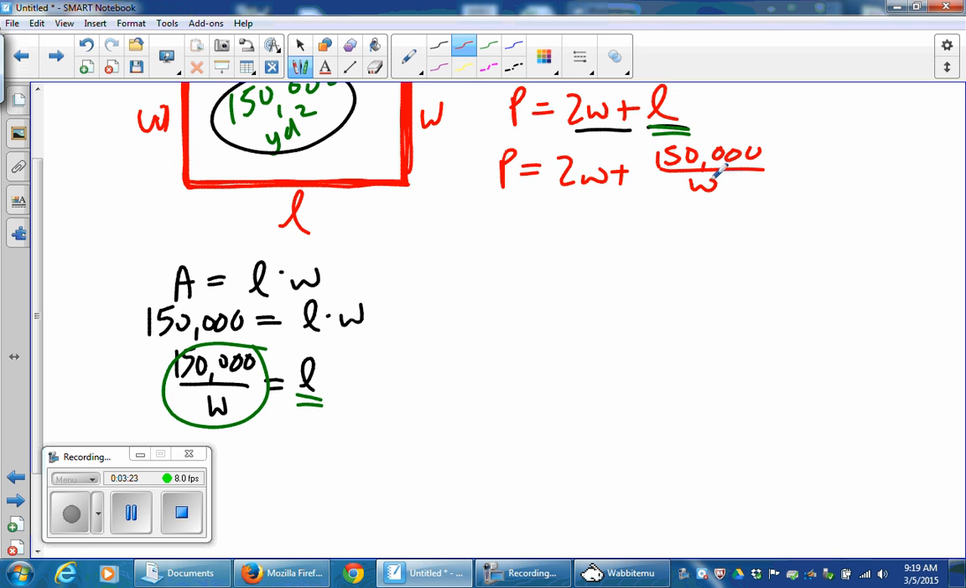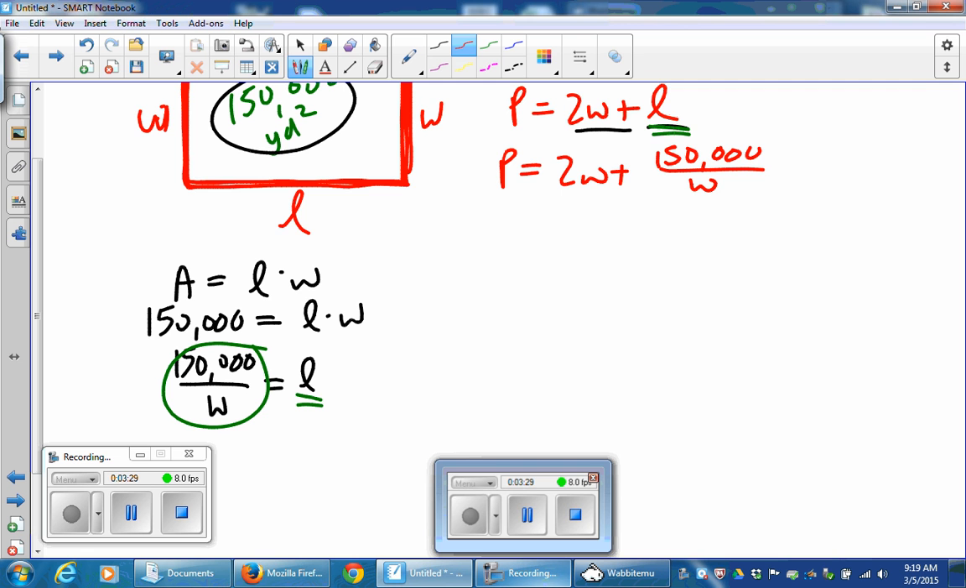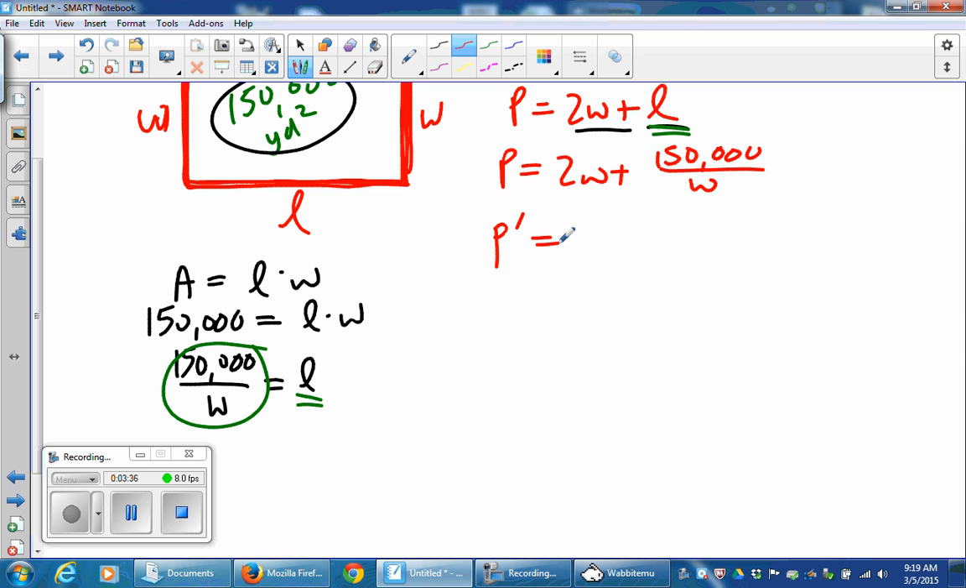The question asks, what dimensions would require the least amount of fencing? He doesn't want to buy a lot of fencing. The least amount, you're minimizing. To minimize, take the derivative and set it equal to 0. So the derivative of 2W is 2, plus the derivative of 150,000 over W. I'm going to rewrite this as 150,000 W to the negative 1.